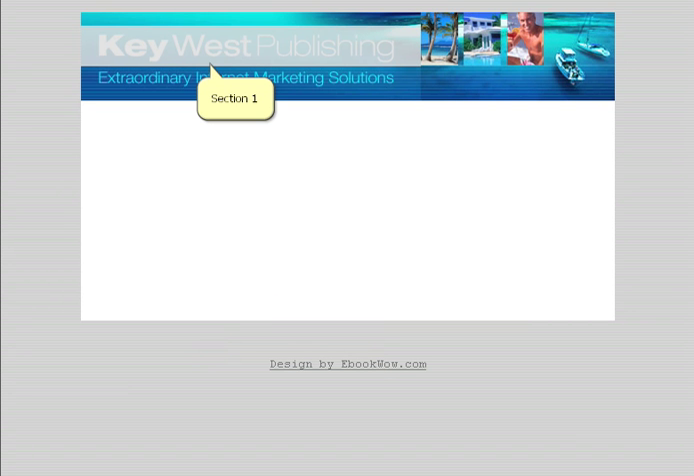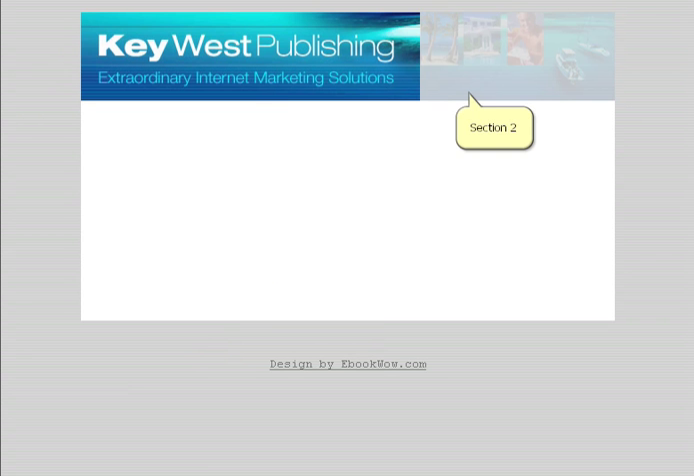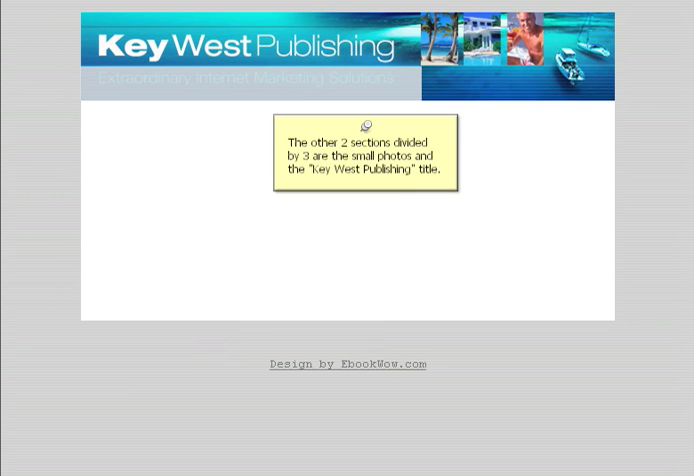With the majority of the designs that I create, I always break things up into different sections. So what I'm about to show you is how this particular header panel design has been divided up into 3 sections. So you see here we have section 1 and section 2 and finally section 3. The other 2 sections divided by 3 are the small photos and the Key West Publishing title. So again we're applying the rule of 3 within another design which also follows the same rule of 3.